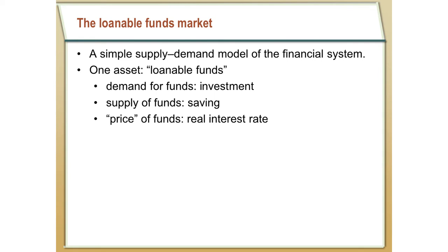The demand for loanable funds comes from businesses and consumers that are investing in new housing construction, but primarily this is business spending. So firms demand investment. The supply of loanable funds comes from households and potentially the government sector that is contributing to savings. And the price of the funds is the real interest rate. So again, think of this as a typical supply and demand framework.